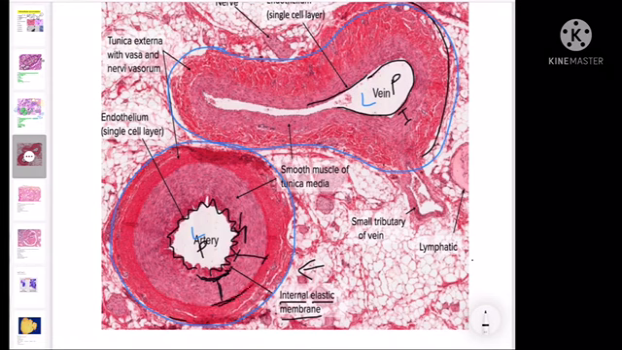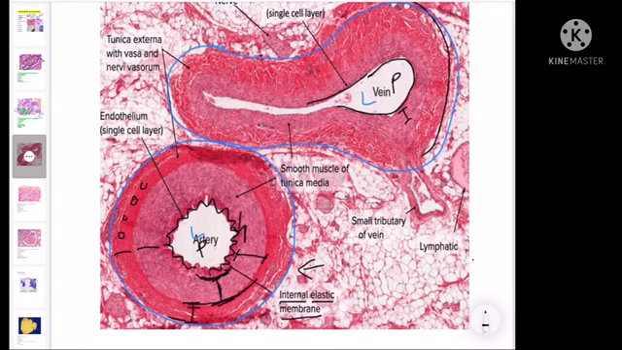Then the smooth muscle is bounded by another layer, that is the external elastic membrane. After the external elastic membrane, there is a tunica adventitia. So tunica intima, tunica media and tunica adventitia. Inside the tunica adventitia, we have small vessels that provide blood supply to the vessel itself, and these vessels are called the vasa vasorum. And the nerves that we can find in the adventitia are called nervi vasorum.